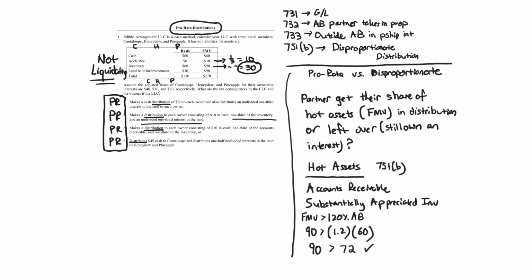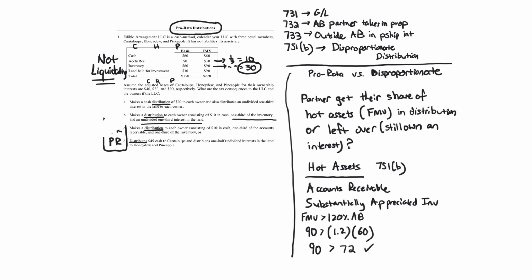Now, if I told you in D that Cantaloupe gets $45 in cash and Honeydew and Pineapple get 1/2 and 1/2 of the inventory, that would be a disproportionate distribution. Because now Cantaloupe gets 45 of cash, and that inventory now goes to 0 for Cantaloupe. Honeydew and Pineapple go up. They had a $30 portion of inventory, now they go up to 45. So that's an example of a disproportionate distribution, but we don't have that here. So all these transactions are all pro rata. So that's the first thing to test.